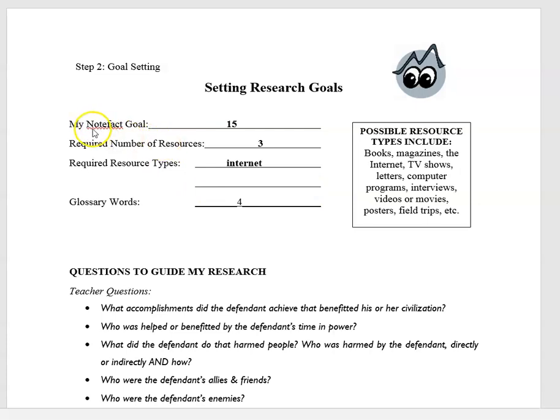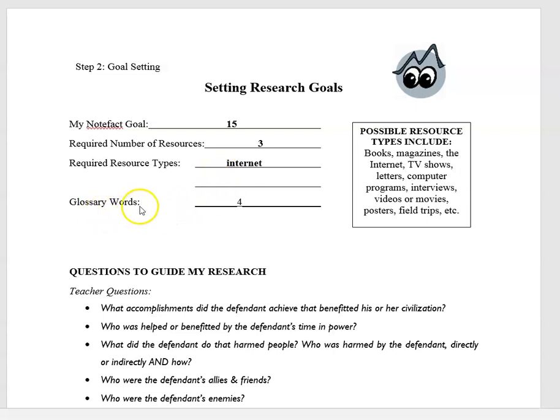So first, your Notefact goal, and I'm going to talk to you about what a Notefact actually is. It's 15. That's not very much, okay? So I'll explain in a second. Bear with me. The required number of resources is 3, and they're going to be internet. Now, Mr. Cummings and I have provided a document for you with all of the approved websites for you to use. So all you have to do is click on a link and go to that website for the information.